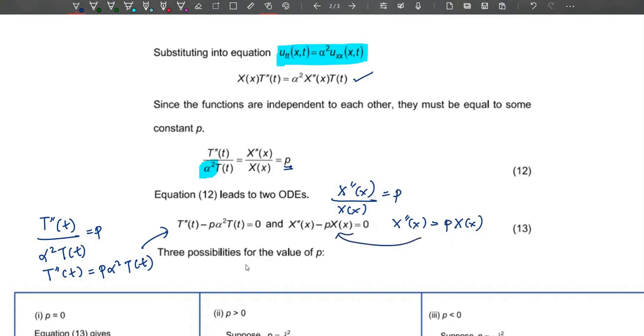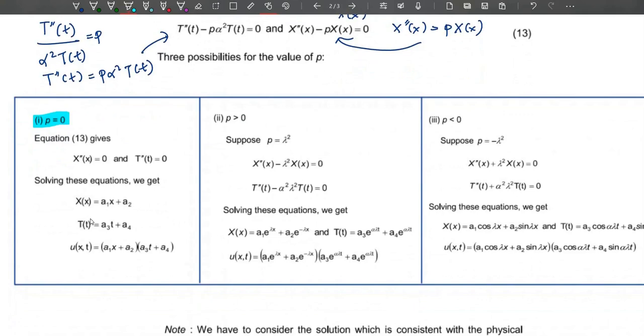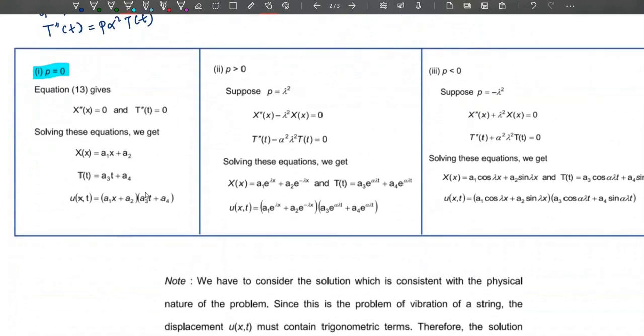So there are three possibilities for the value of P. The first one would be when P equal to 0, which means here X double prime of x would be equal to 0, and so does T double prime of t equal to 0. And solving these equations, we will get X of x equal to this and T of t is equal to this, where U of x,t is equal to (A1 x plus A2) times (A3 t plus A4).